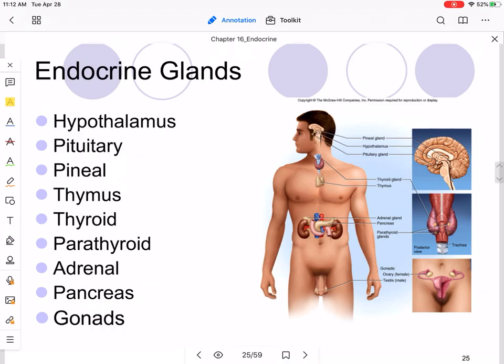Okay, so that means that what's left for part 2 of the endocrine system is to go gland by gland. And we'll just talk about the gland, what hormones it releases, and what the functions are of each of these hormones.